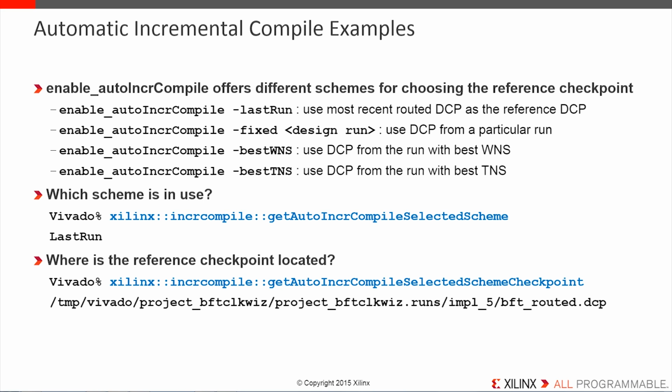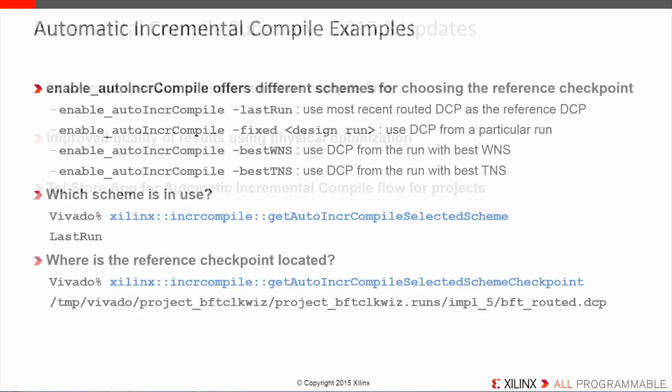To get the current scheme, use get_auto_incr_compile_selected_scheme. For example, here it returns last_run. To locate the reference checkpoint being used in the flow, run get_auto_incr_compile_selected_scheme_checkpoint, and it will return the full path of the routed DCP file. As we mentioned before, this file can be added as a source file when placing design sources under revision control.